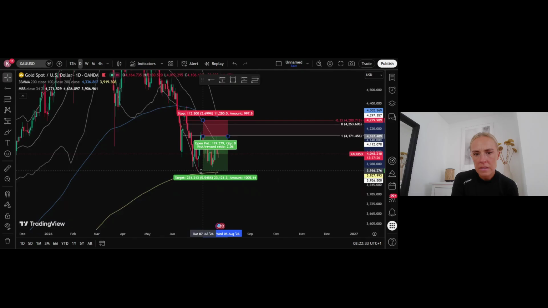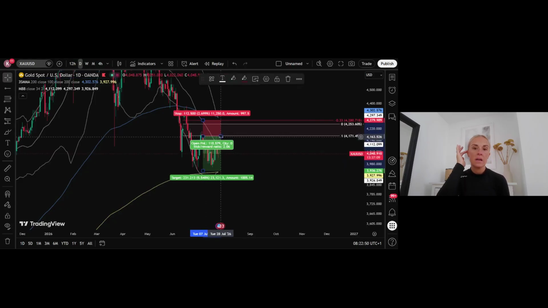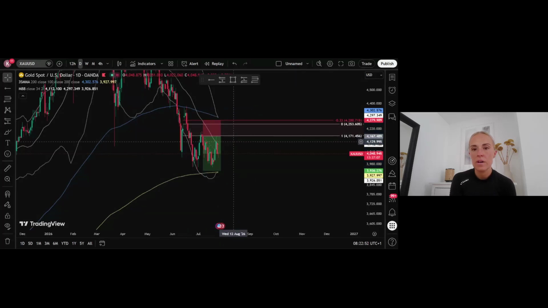And even if you wanted to target that lower low there, you would have been risking 1% and gaining 2%. So it was a nice trade, really, if you wanted to intraday trade and not swing. That would have been a nice little trade.